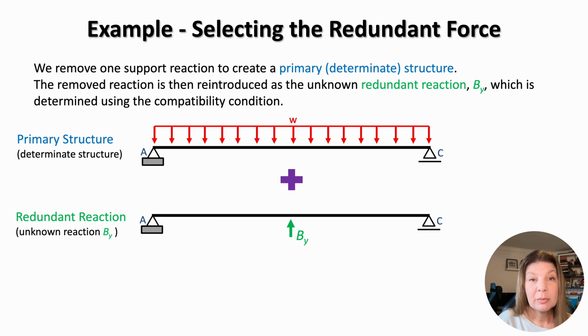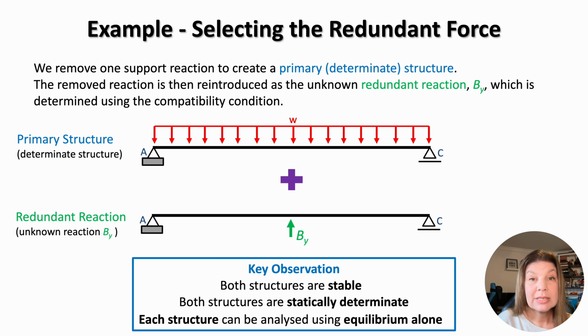Of course, the real beam does have a support at B. So we haven't discarded this reaction, we've simply replaced it with an unknown force, By. The value of this redundant reaction is not known initially. Instead, it will be determined by enforcing the compatibility condition, ensuring that the combined response of the two component systems is identical to that of the original beam.